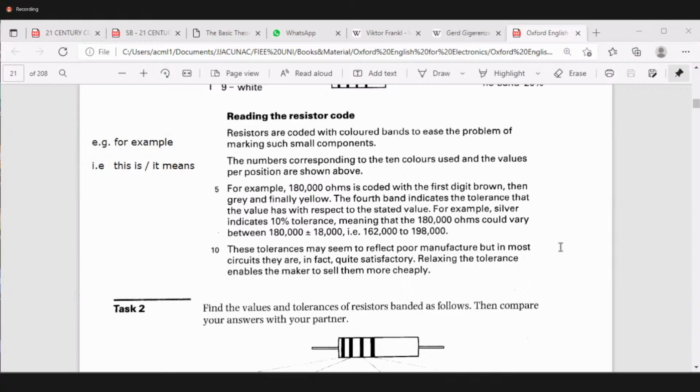Thank you very much. Now let's see who can participate here. Mr. Jair Ventosilla, the last paragraph, please, Jair. These tolerances may seem to reflect poor manufacture, but in most circuits they are in fact quite satisfactory. Relaxing the tolerance enables the maker to sell them more cheaply. So it enables the manufacturer to sell them more cheaply. Yes, that means at less cost or less price.